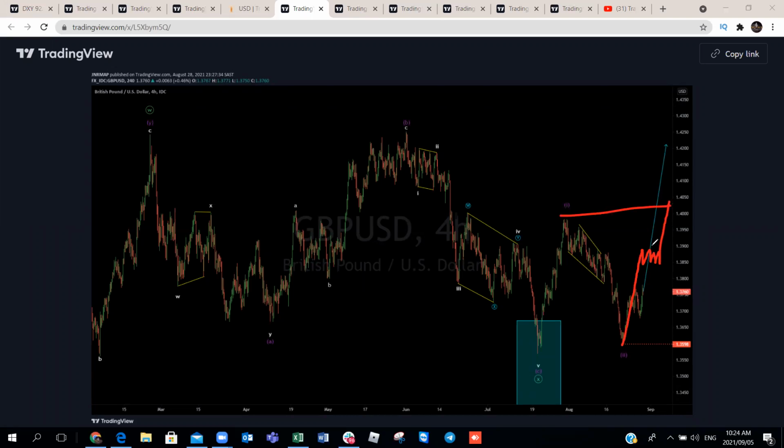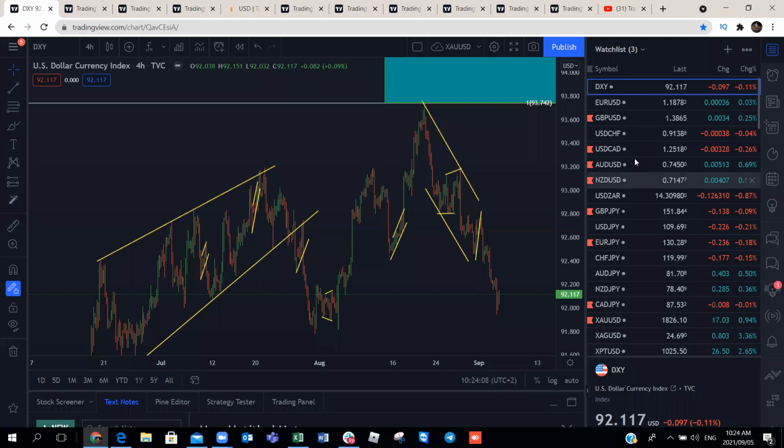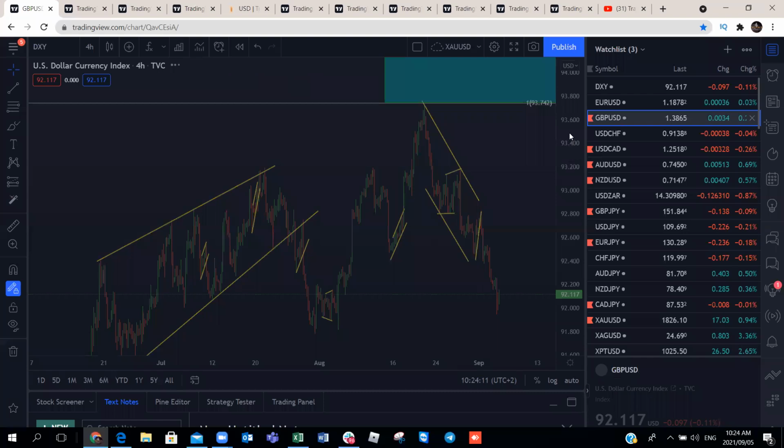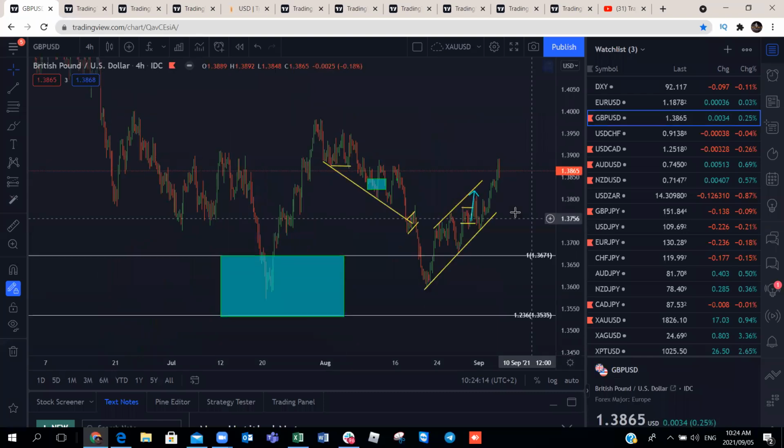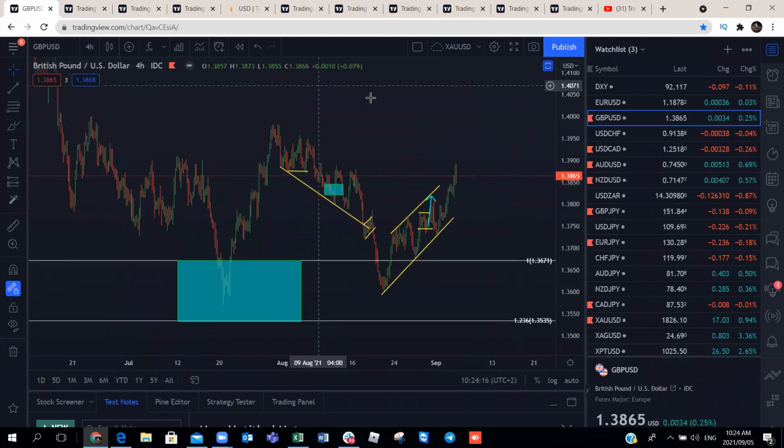Okay, so this will be a critical level because that could be a structural level. But for now, we are looking for pound US dollar to continue pushing to the upside. That is the expectation for now on pound US dollar. Let's just go to pound US dollar so you can see where it is currently at 38.35. So expect a bit of a pullback.